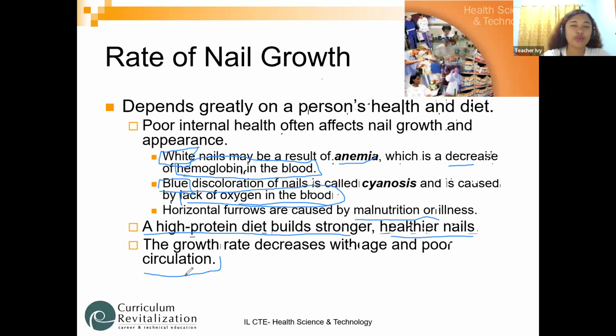Okay. I hope you would remember all of this, just like when you see your nail is appearing to be white, that means that you have anemia. Anemia means a decrease in the number of hemoglobin in your blood. And if your nails appear to be color blue, then it means that your blood lacks oxygen. So you need to eat a lot of protein to have a healthier and stronger nail. Okay? Let us go to the last one, probably the last one because it's almost time.